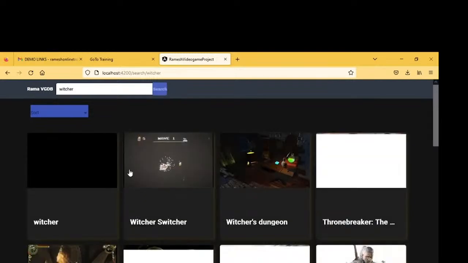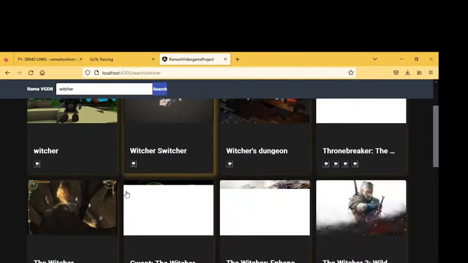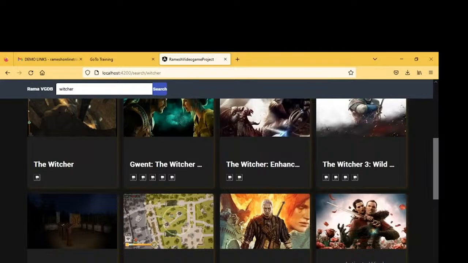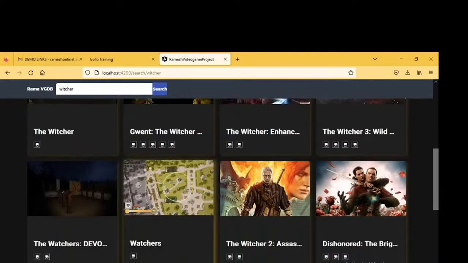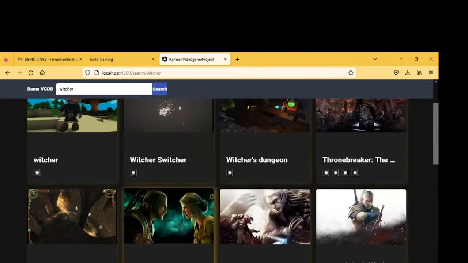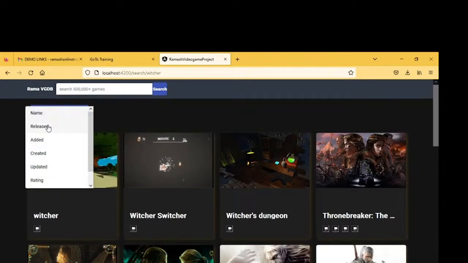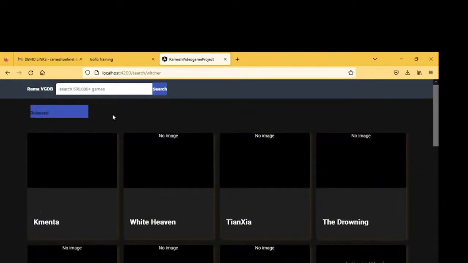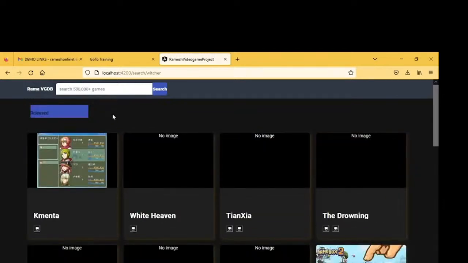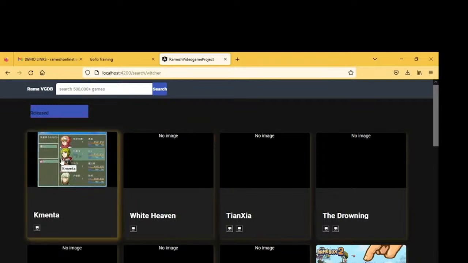See there, you are getting only the related search results. Or else, if you want to sort, you can sort it like this also, by when it is released. By release date they are coming. If there is no image, then it will come like this, no image. If there is an image, that image will display here.